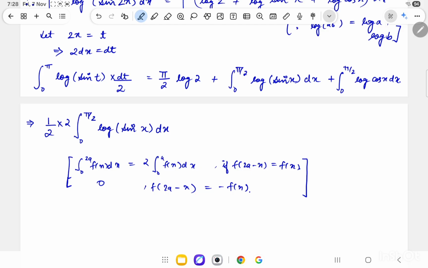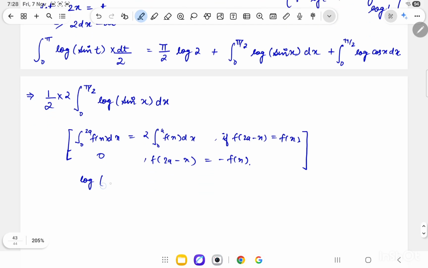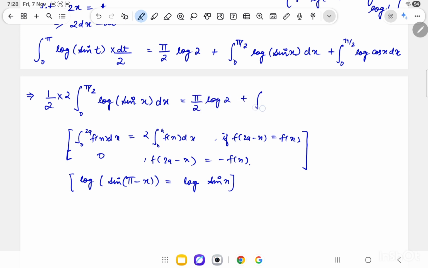Now if you observe, log of sin(pi minus x) is the same as log of sin x, because sin(pi minus x) is sin x only. So because of that we are able to use this property, and we'll get this on the left-hand side. And on the right-hand side we have pi by 2 log 2 plus the integral from 0 to pi by 2 of log sin x dx plus the integral from 0 to pi by 2 of log cos x dx.